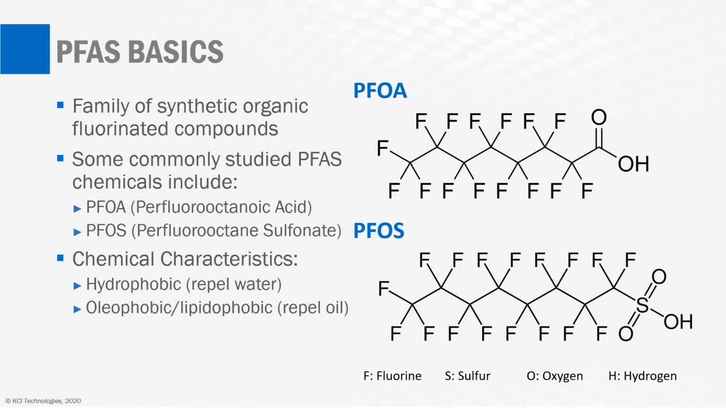we will show the chemical structure of two chemicals, and we presented them here as representatives for the PFAS family. The first one is perfluorooctanoic acid, PFOA, and the second one is perfluorooctane sulfonate, PFOS. For those who are not familiar with organic chemistry, the F here represents the fluorine atoms, the O for oxygen, the H for hydrogen, and the S for sulfur.